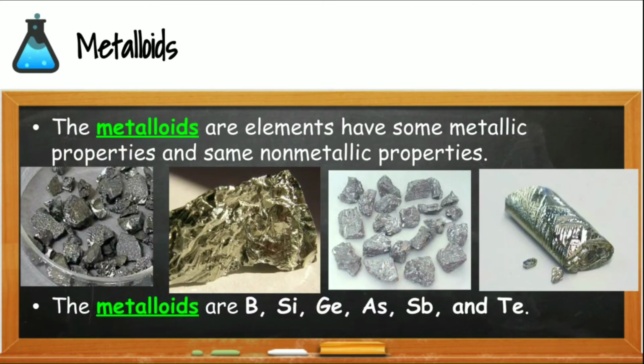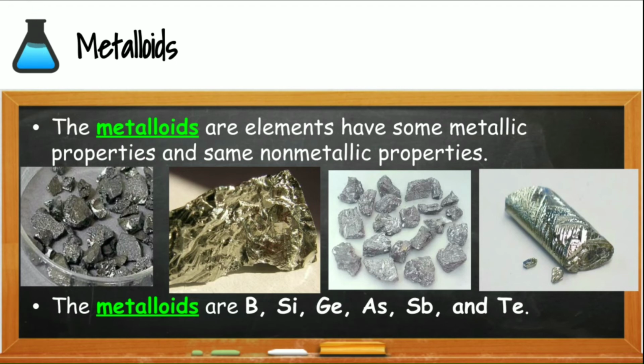And finally, we have metalloids. Metalloids are kind of in the middle, and depending on your circumstances, they have properties of both metals and nonmetals. That's pretty much all you have to know about metalloids: they have properties of both, and you have to be able to identify them based on their location on the periodic table.